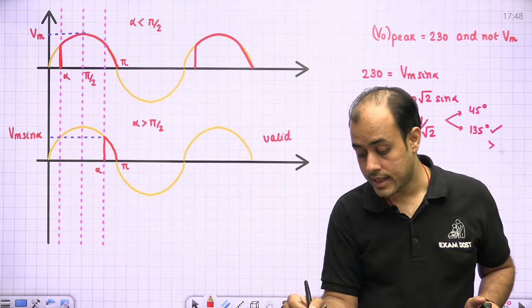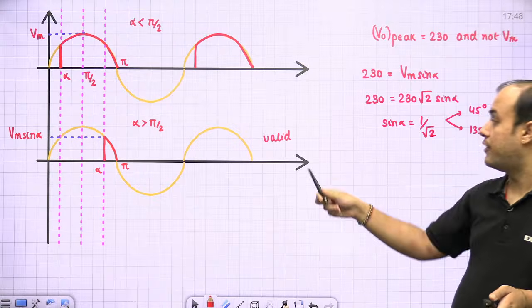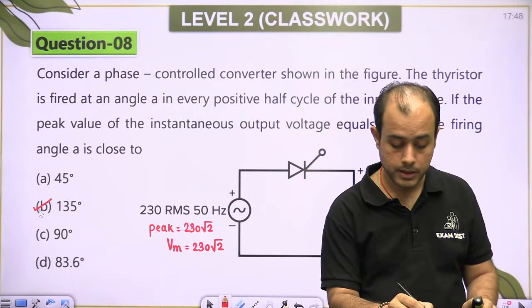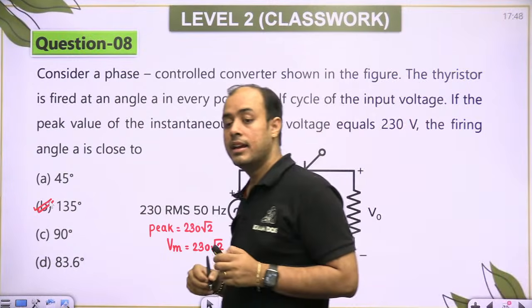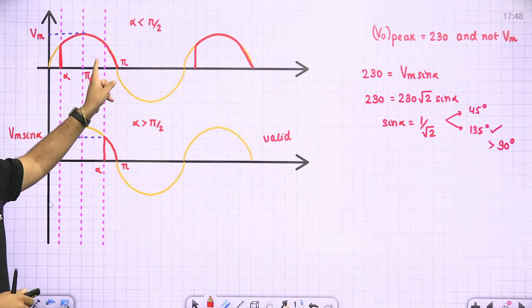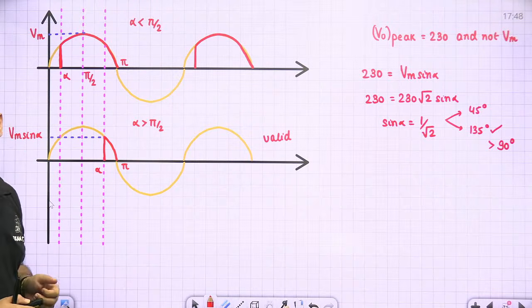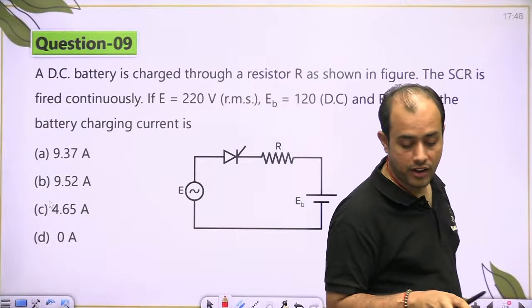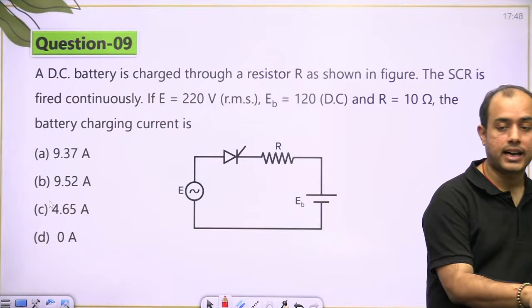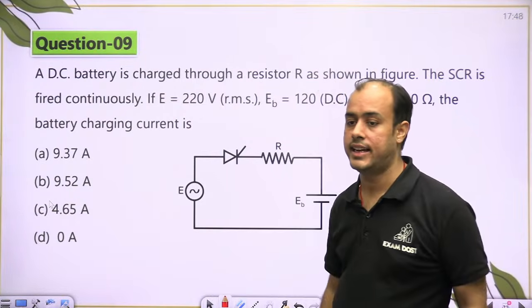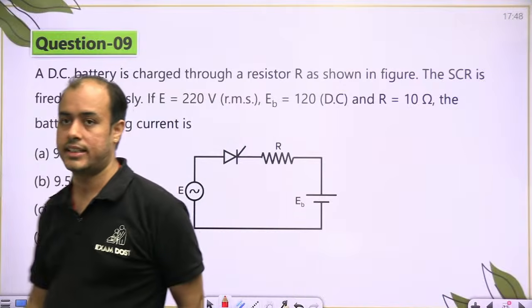I will choose the second one because alpha should be greater than 90. ठीक है? तो आंसर इज बी. लॉजिक समझ में आया? If you start before 90 degree, the peak is Vm. If you start after 90, peak is Vm sin alpha. चलिए next. Find the battery charging current, which means the average current of the circuit. Find the average current. करिए इसको.